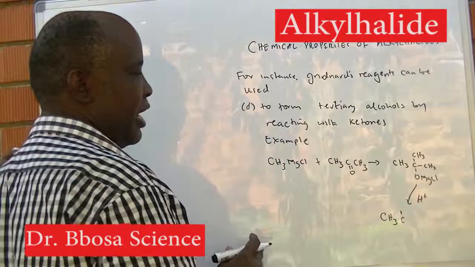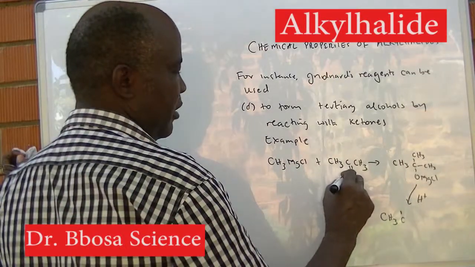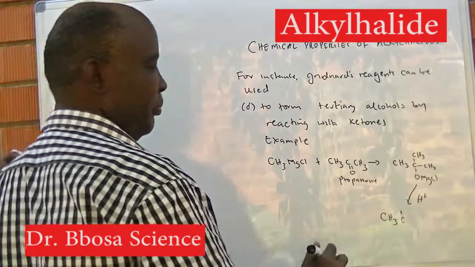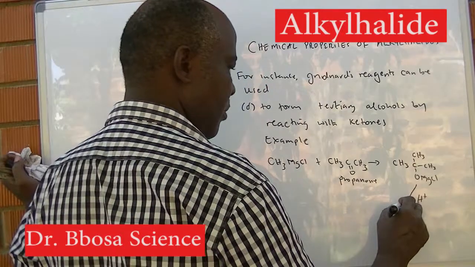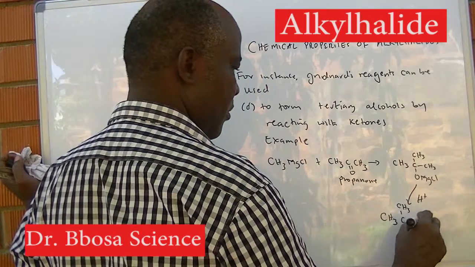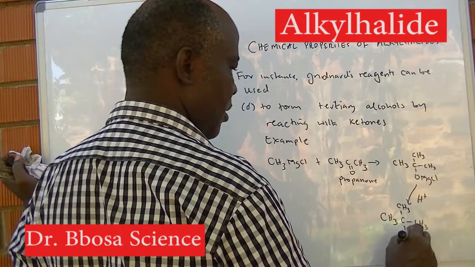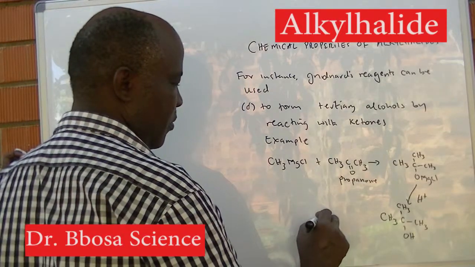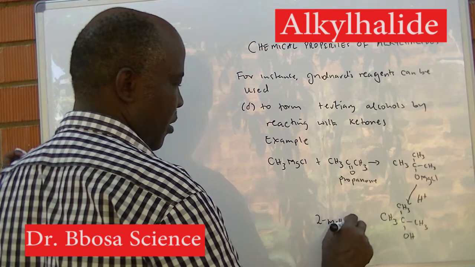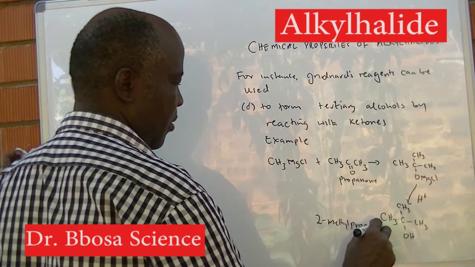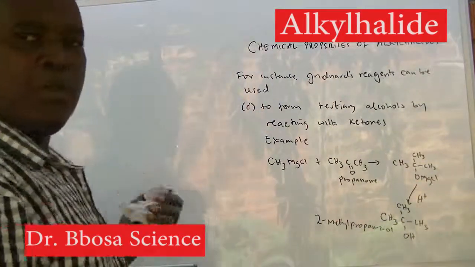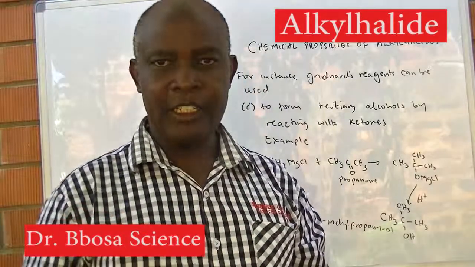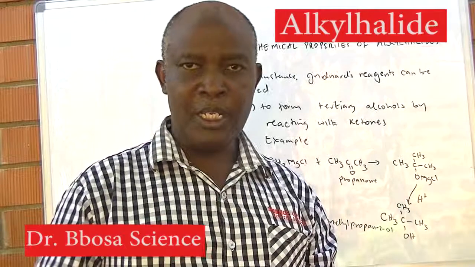Ethyl magnesium chloride will react with propanone to form 2-methylbutan-2-ol. So thank you very much for listening. The next topic is going to be amines.